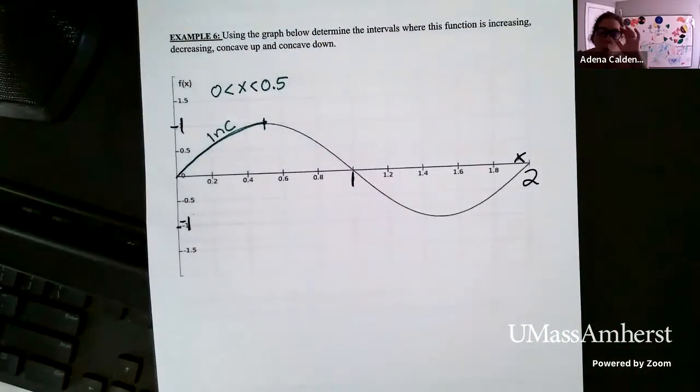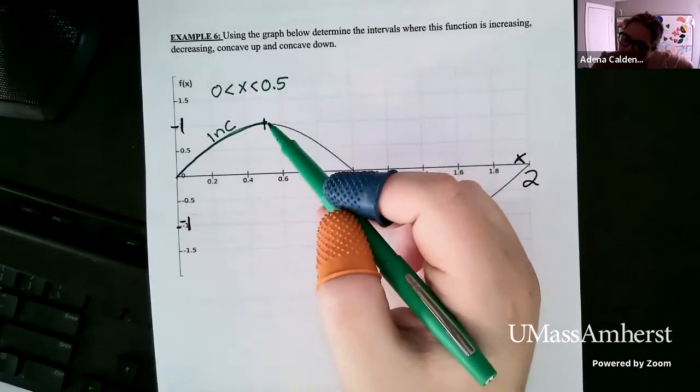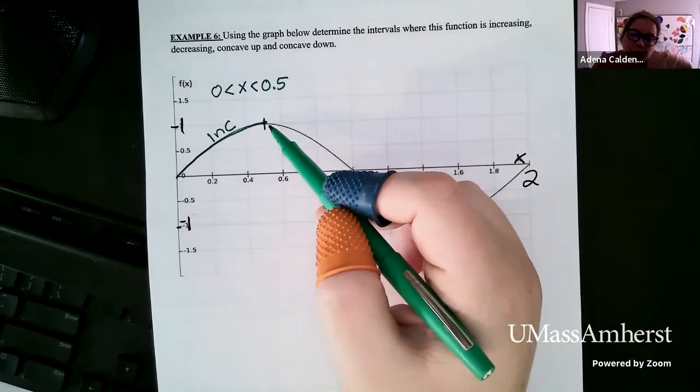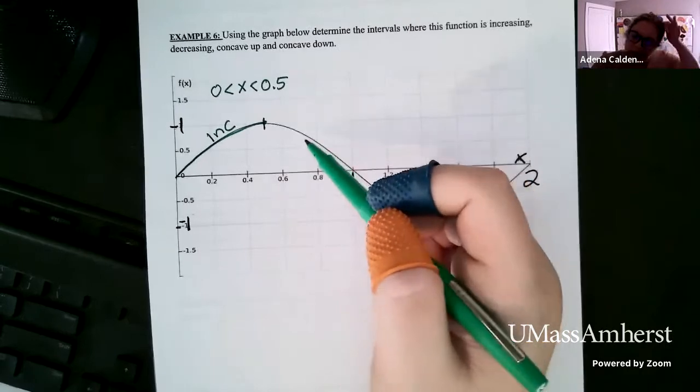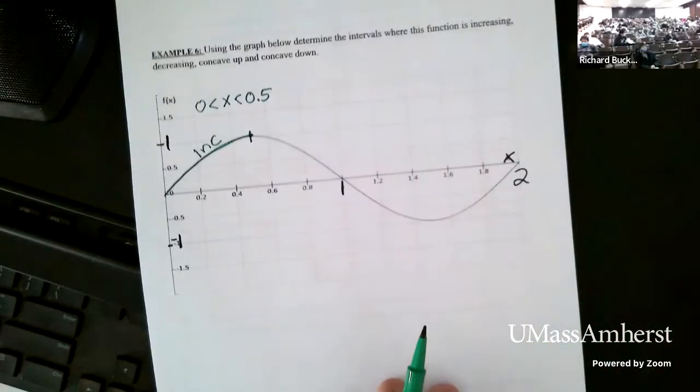So I'm using open interval notation. Notice that I didn't include the 0.5. The point where we change from increasing to decreasing is considered constant, so we don't include it with increasing or decreasing.